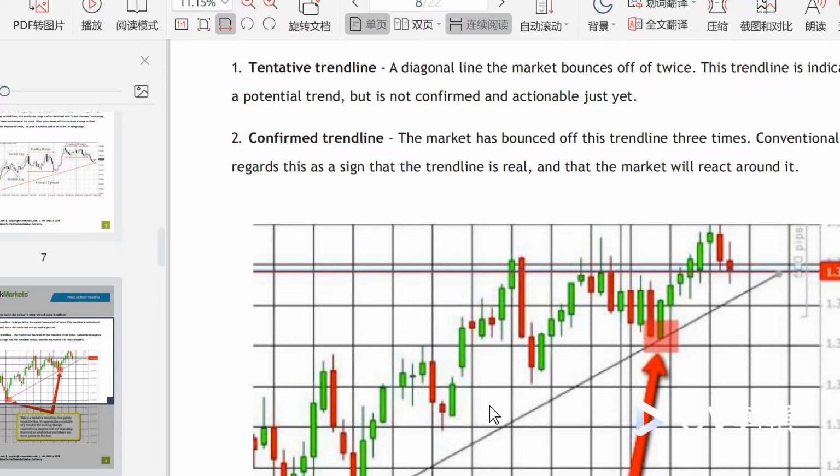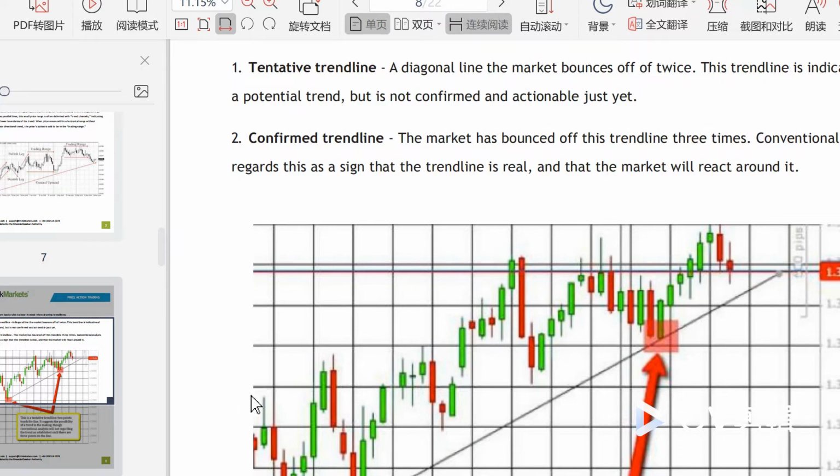The market bounced off twice. You see this hitting twice. So this trend line is indicative of a potential trend, but not yet confirmed. So the second could be a confirmed trend line. That means the market has bounced off this trend line three times. So that means it is confirmed.